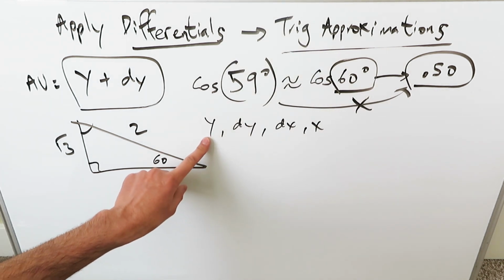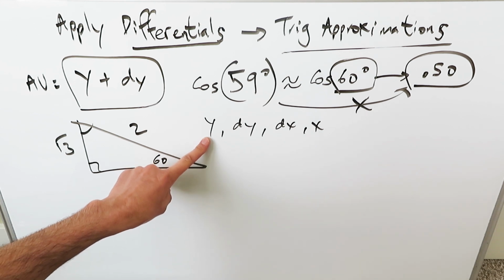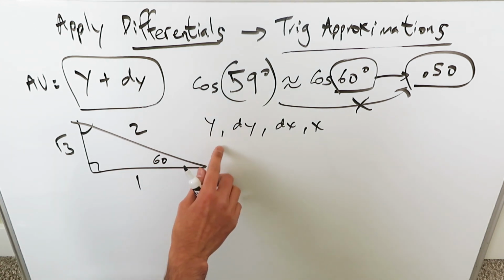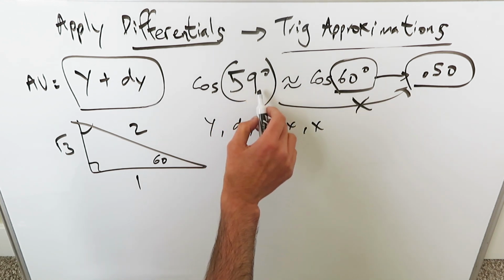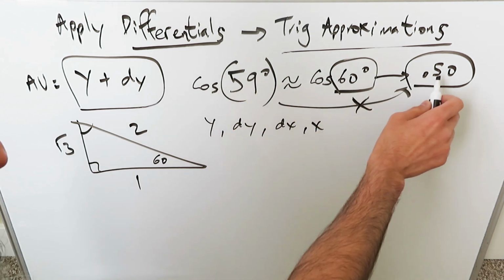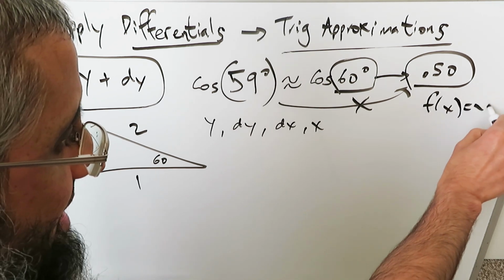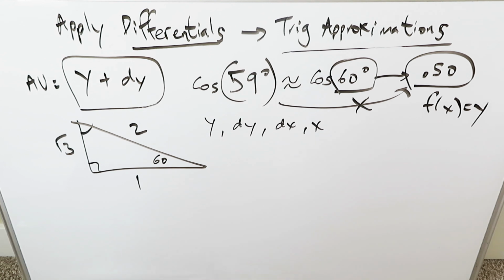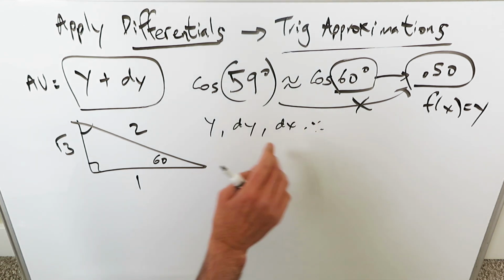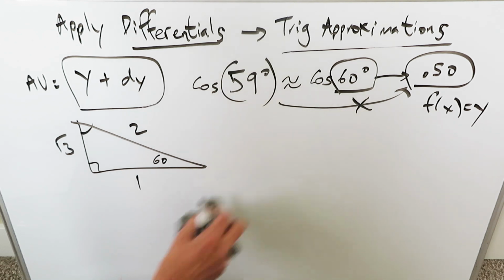What is my y? Your y is your test value running through the function, and what is the output of that function? Remember, y is equal to f of x. f of x represents my output. Cosine of 59 should be approximately cosine of 60, which is equal to 0.5. This right here is my output, my y value. So I already know what my y is. It's 1 over 2 or 0.5. We've knocked these two items out. We just have to worry about dy and dx, and I'll show you how to determine that.